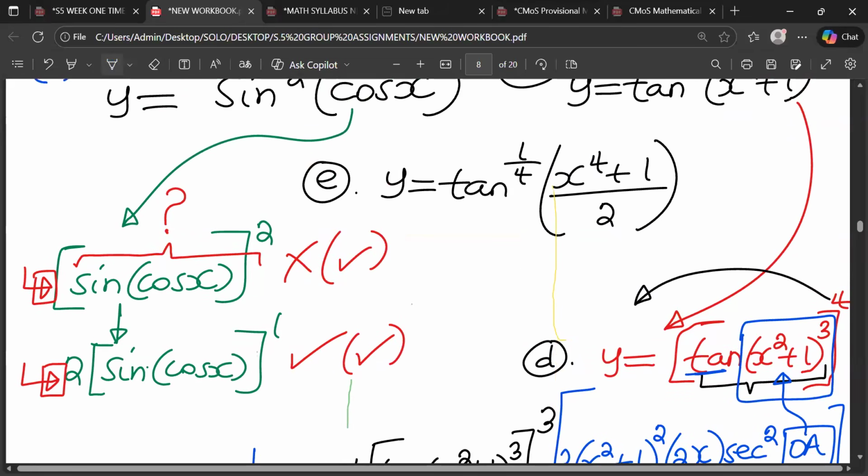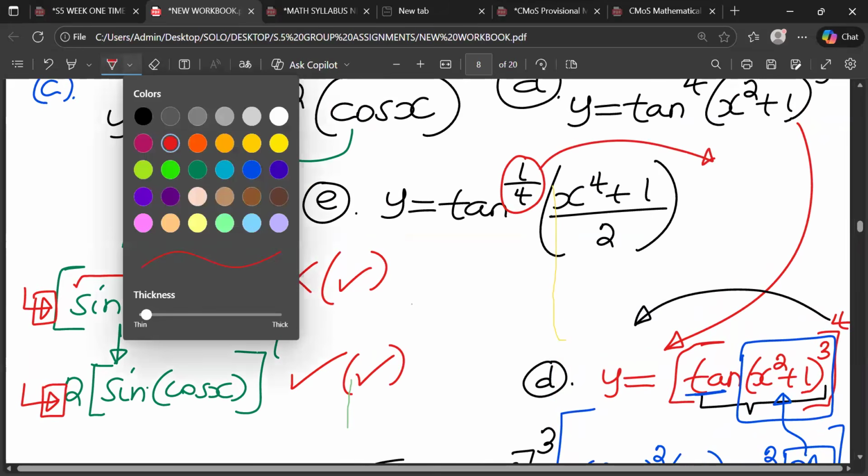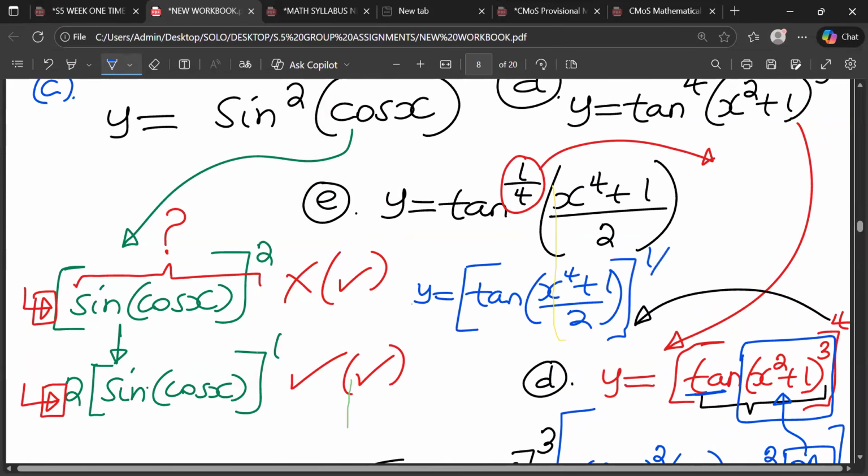Don't worry, they will not set. Yeah. Then also this one, the same thing. If we just put this a quarter outside, when you put the quarter outside, what you will have will look like this. You will have your y, you will have inside tan of this plus 1 over 2, like that. And this will be a quarter.